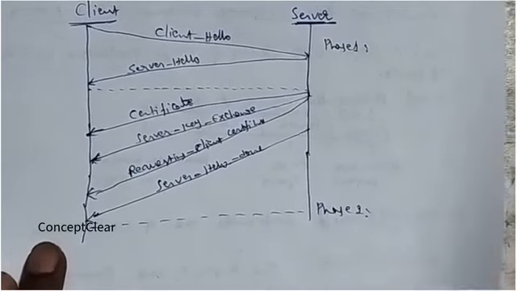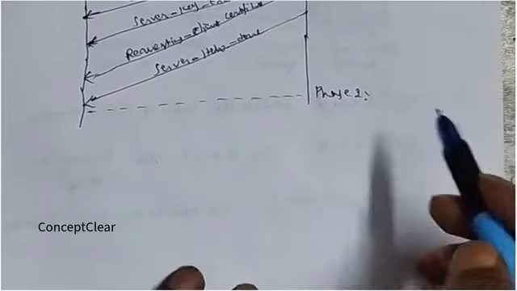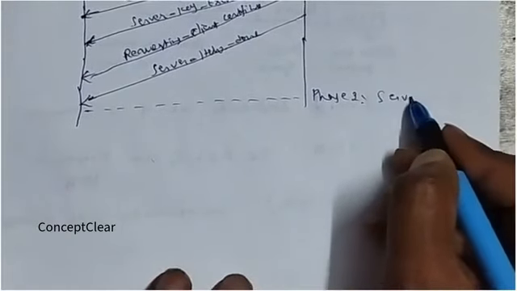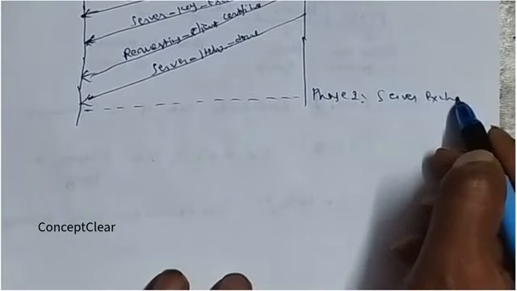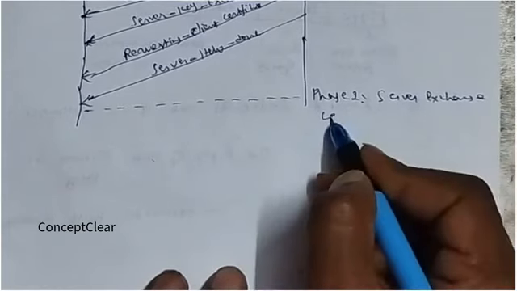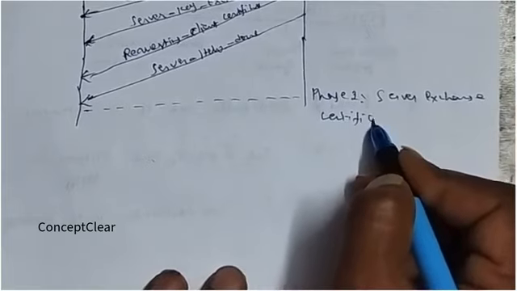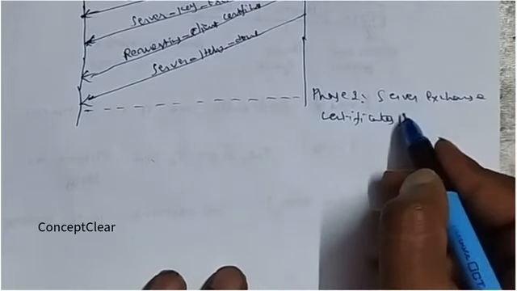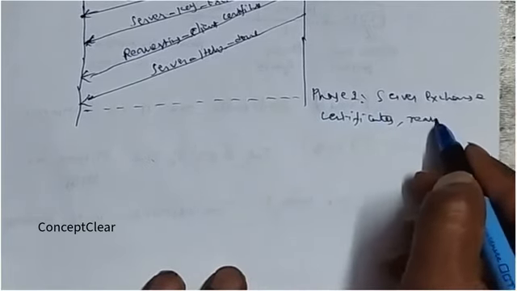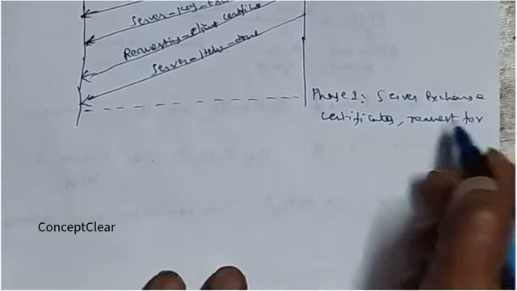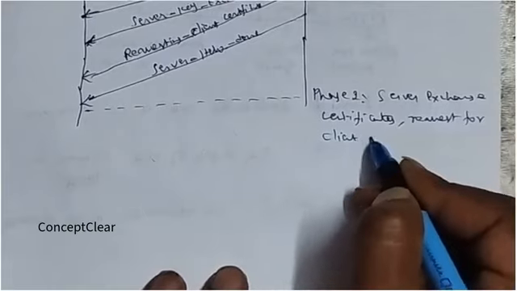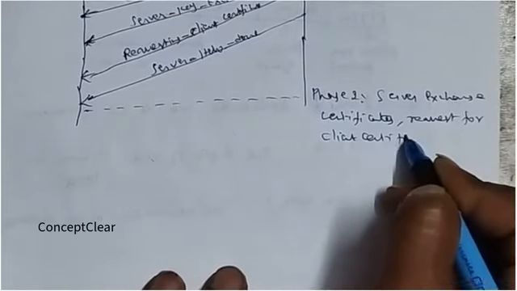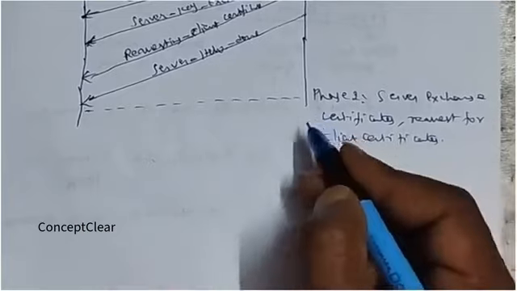Okay, what is phase 2 here? In phase 2, the server exchange: certificate, and the request for the client certificate. Okay, this is phase 2.